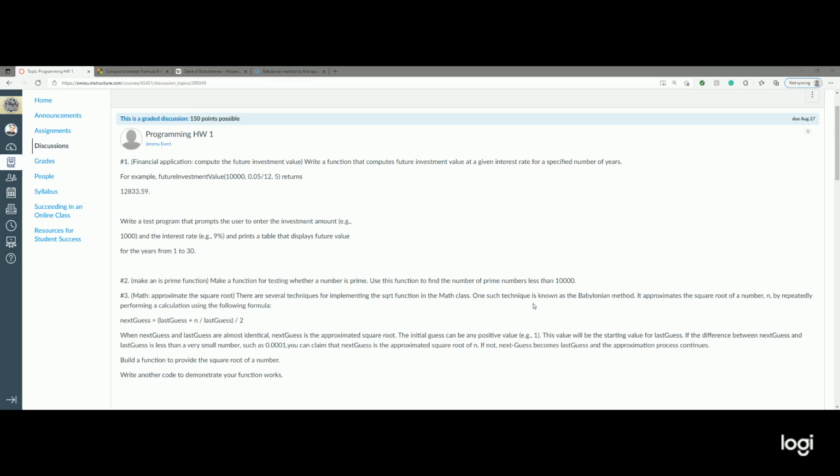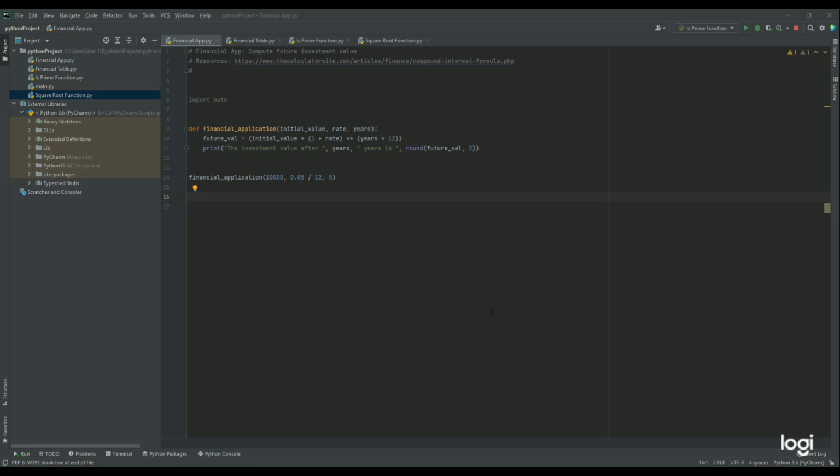It says write a test program that prompts the user to enter the investment amount and the interest rate, and then print a table that displays the future value for the years 1 through 30. So we'll hop right into that first question, and I've already written the code in advance. It's what you see right here.